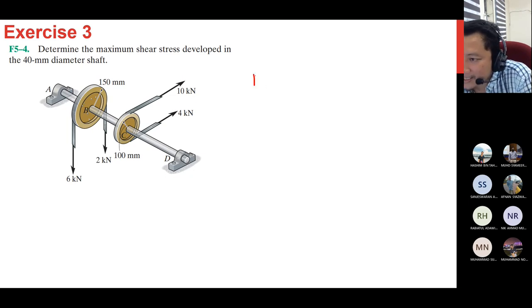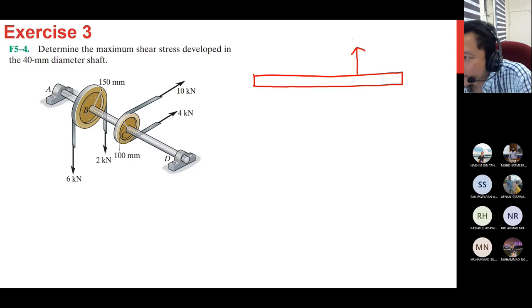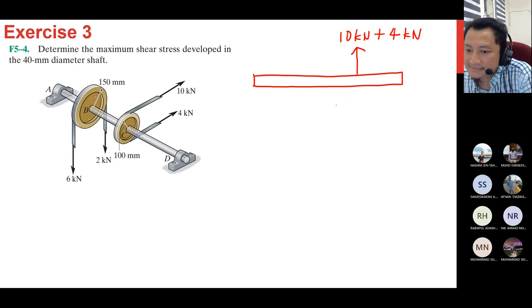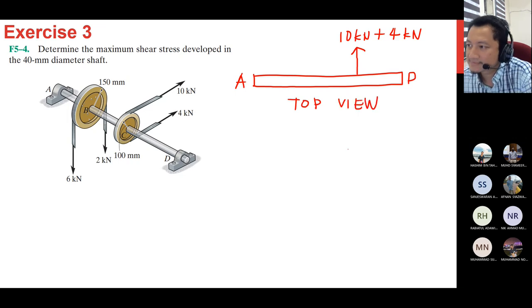Shaft ni kan, kalau saya tengok dari atas, sebenarnya dekat sini bukanlah 10 kilo Newton. Dia sebenarnya adalah 10 campur 4 kilo Newton. Tengok dari atas eh. Ini apa? A, ini D. Ini berapa? Top view. Total adalah 14 kN. Lepas tu saya tengok daripada side view.